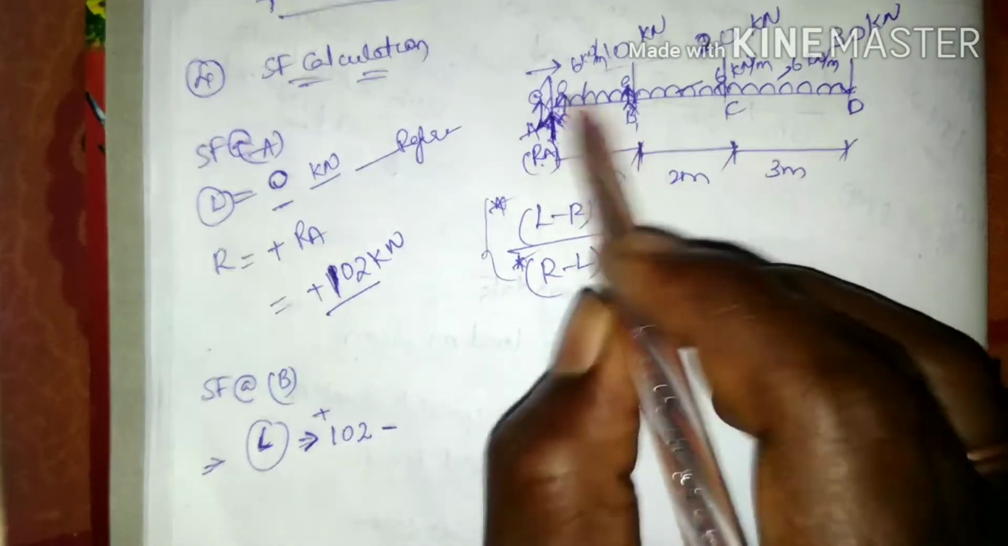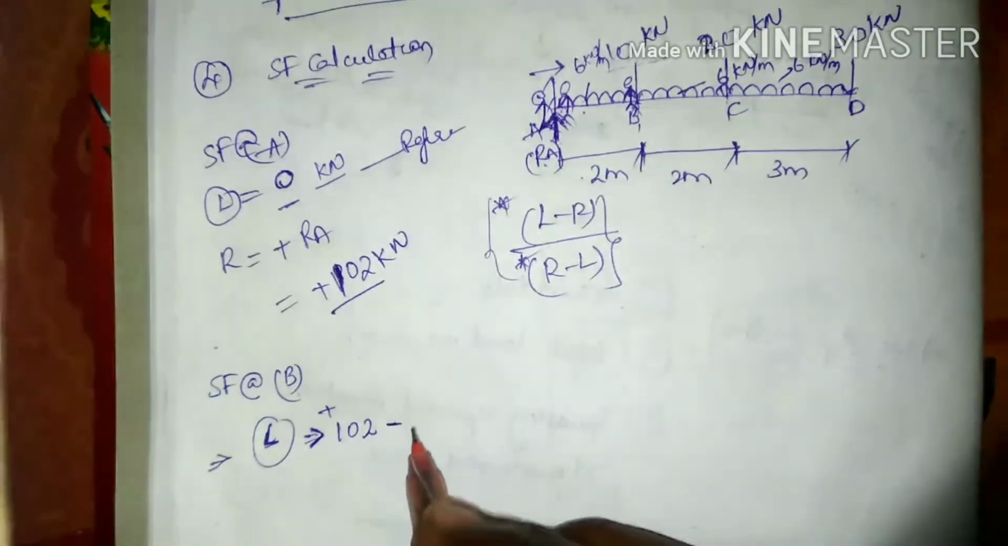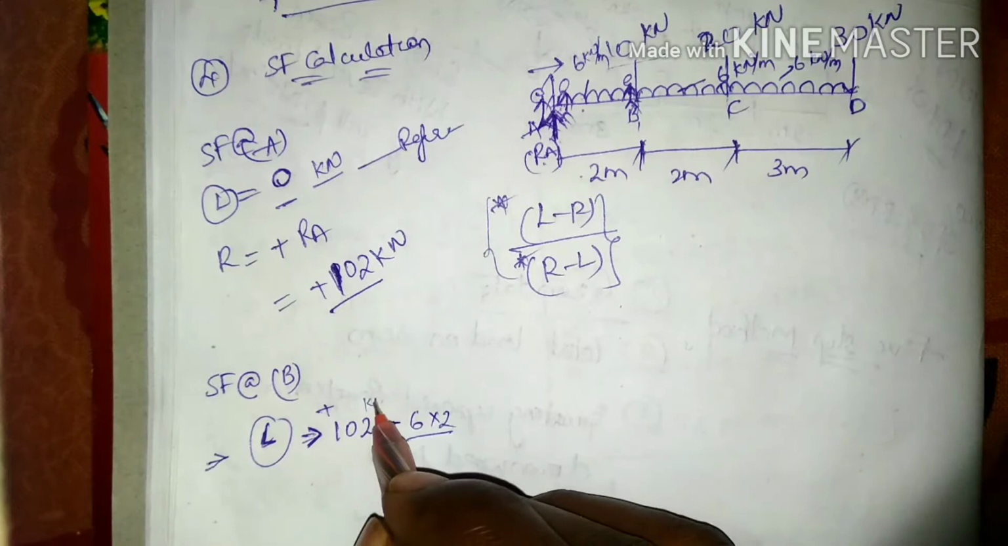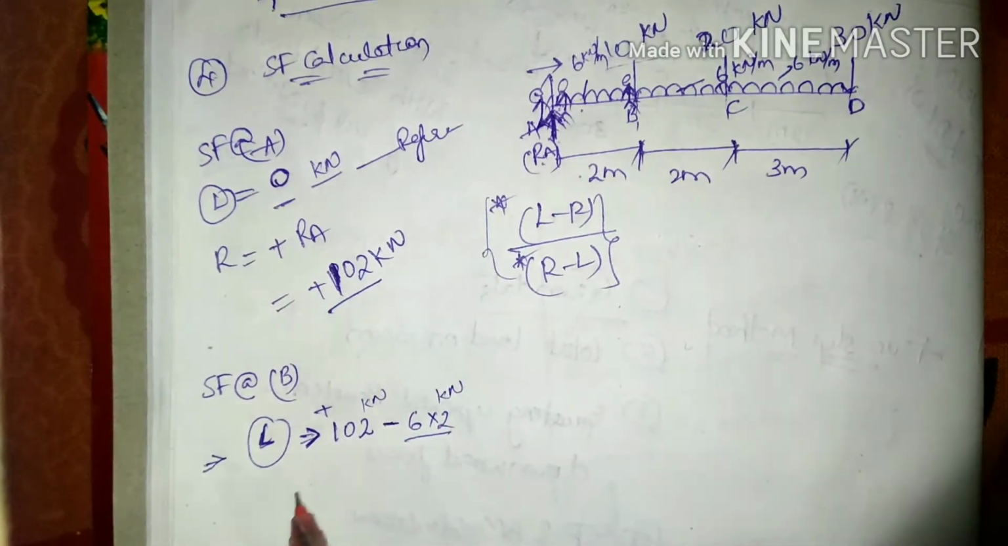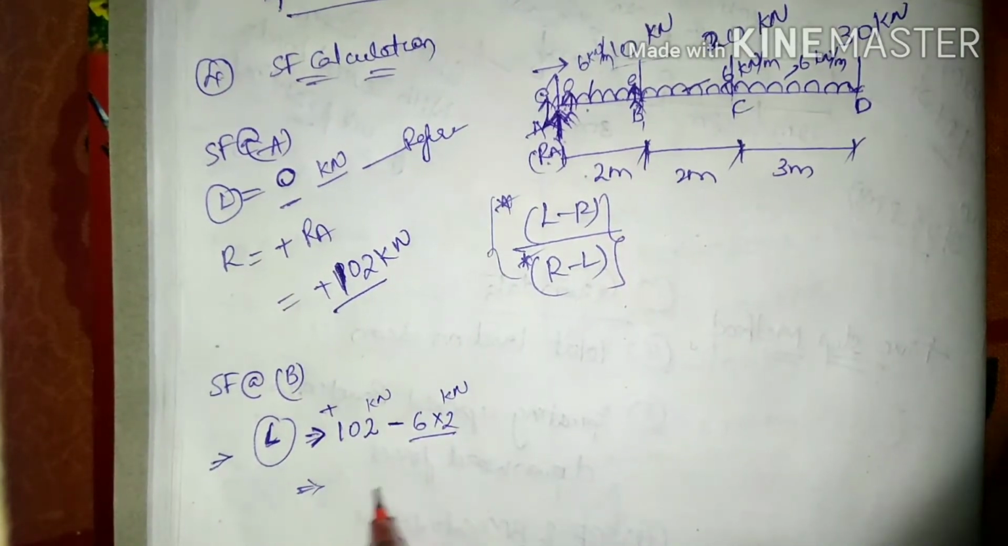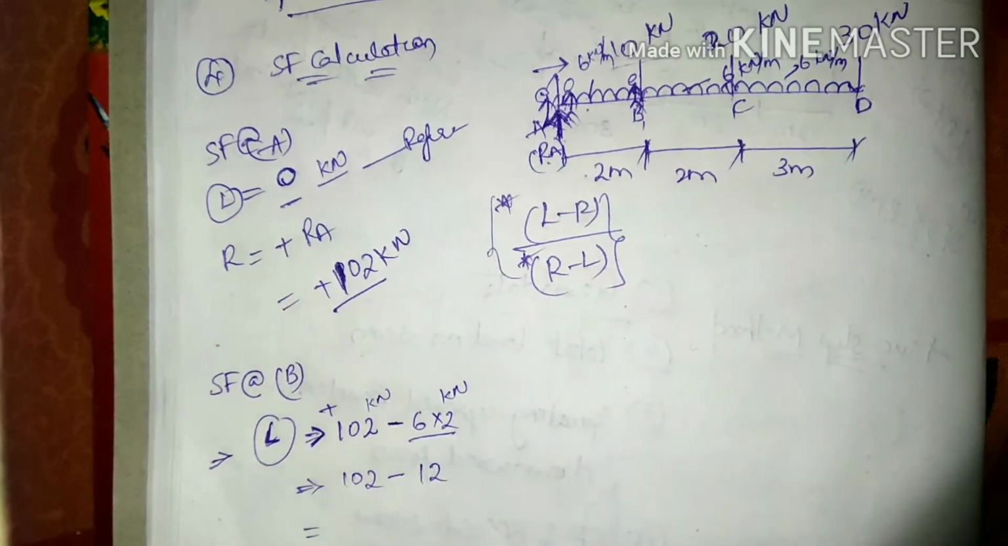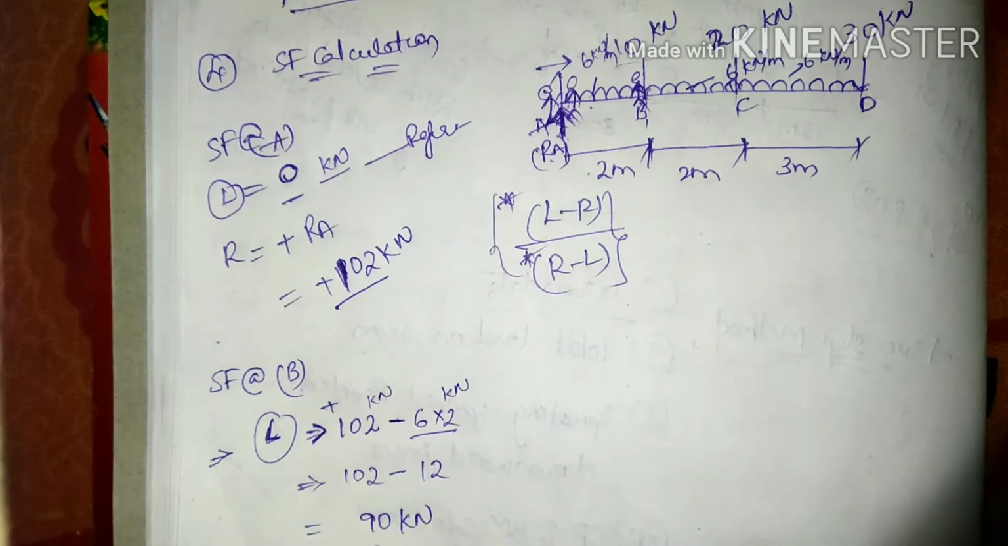From A to B, the distance is 2 meters, so 6 into 2 is 12 kilonewtons, and this is going to be subtracted. 102 minus 12 gives 90 kilonewtons.